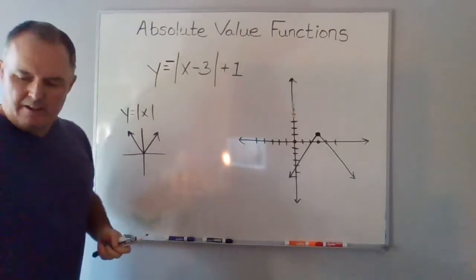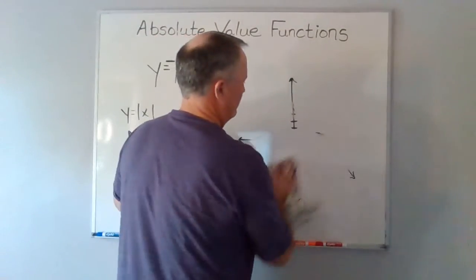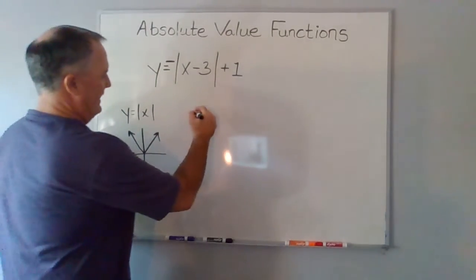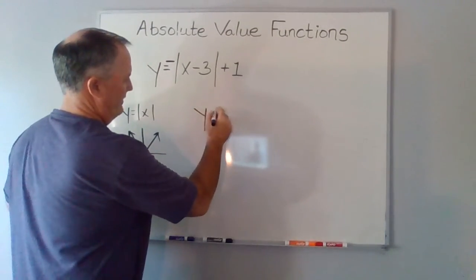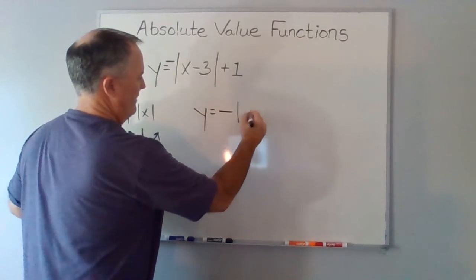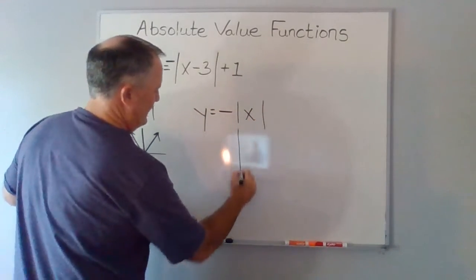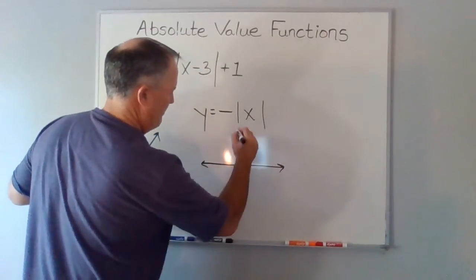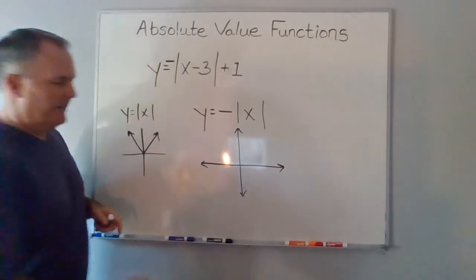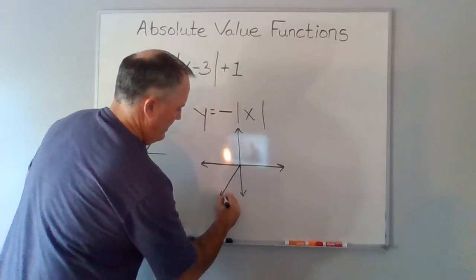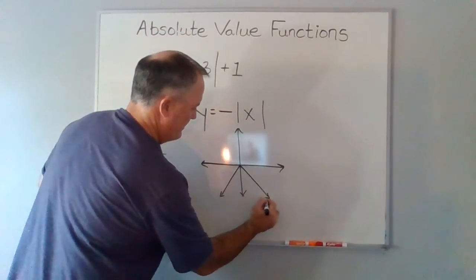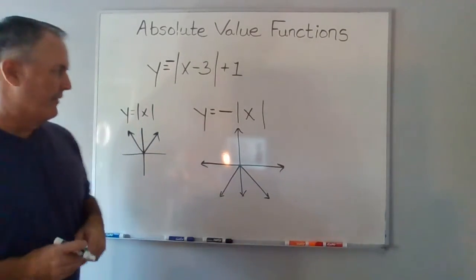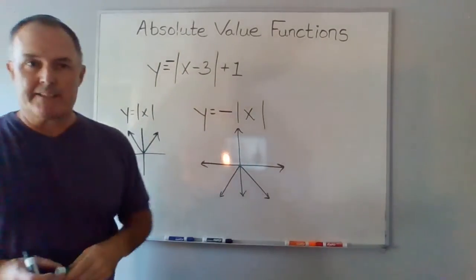Just like with our parent function, if I made that negative, everything would be the same except the V would then be upside down because of the negative sign. It's still absolute value, even though the V is upside down. It's just that the negative makes it go upside down.